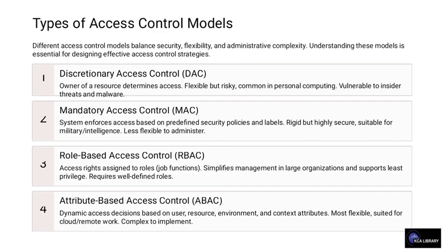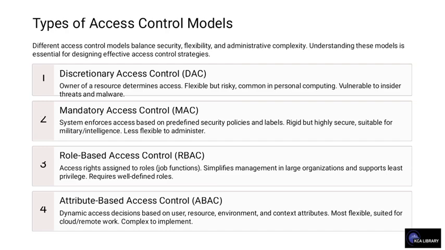There are types of access control models. These are discretionary access control, which means that owners of a resource determine access. It's flexible but risky, common in personal computing, and vulnerable to insider threats and malware. We also have mandatory access control, where the system enforces access based on predefined security policy and labels. It's rigid but highly secure, suitable for military or intelligence, and less flexible to administer.